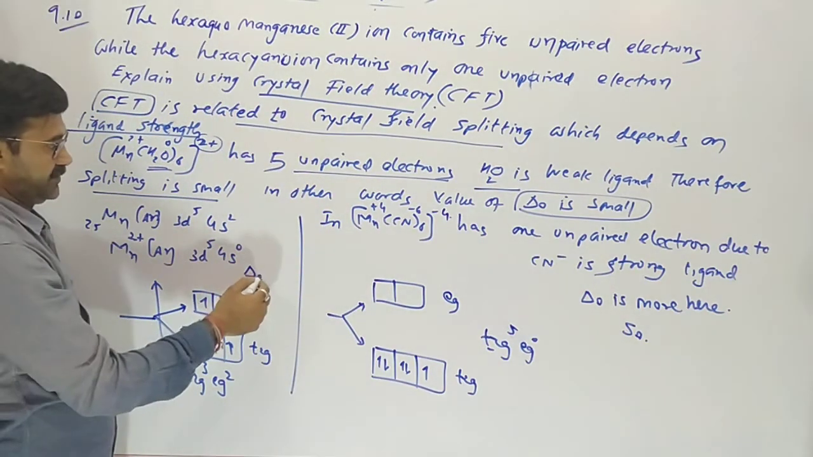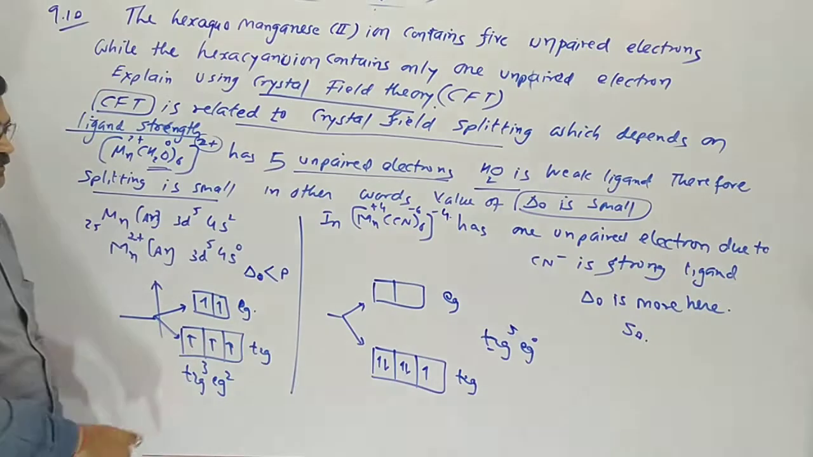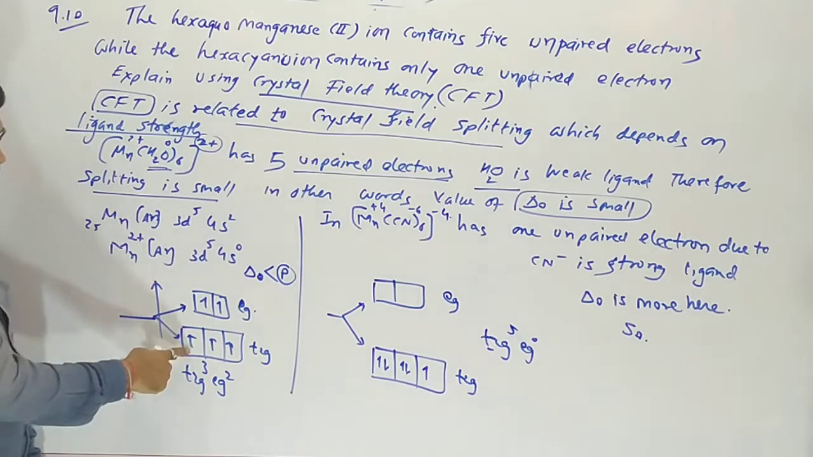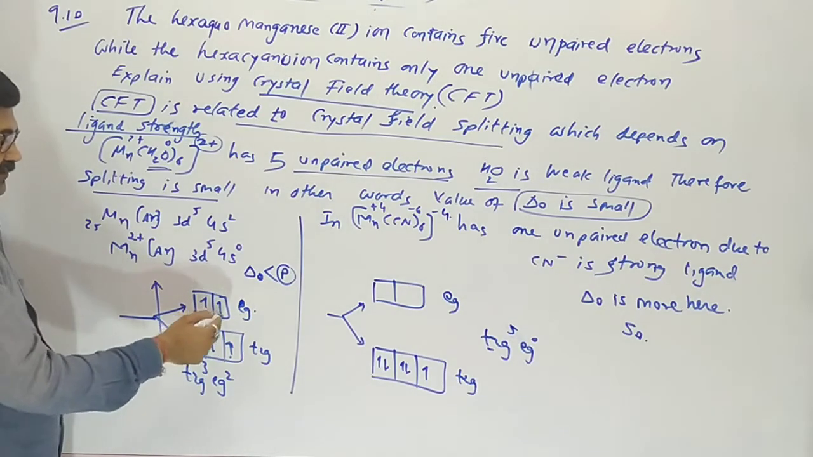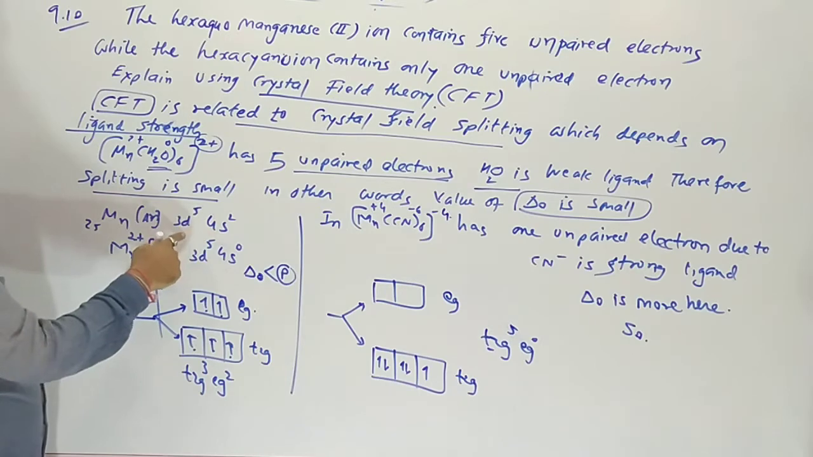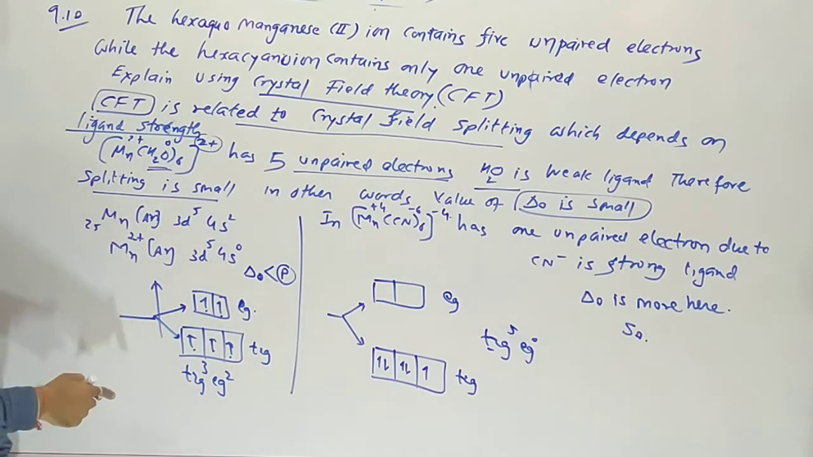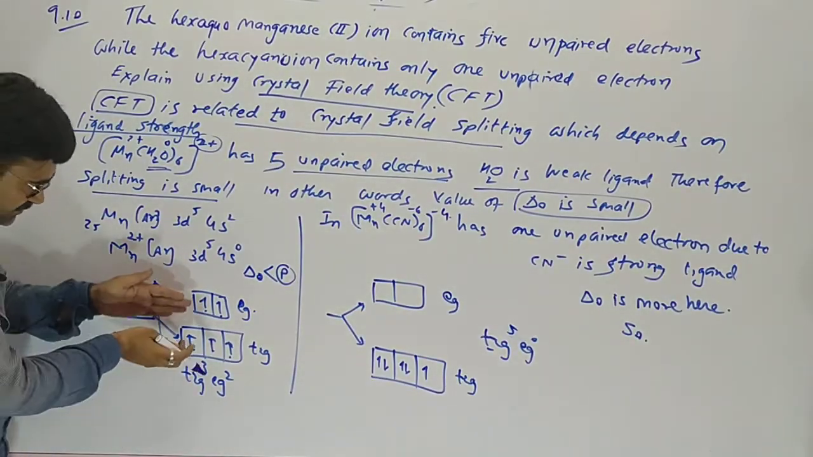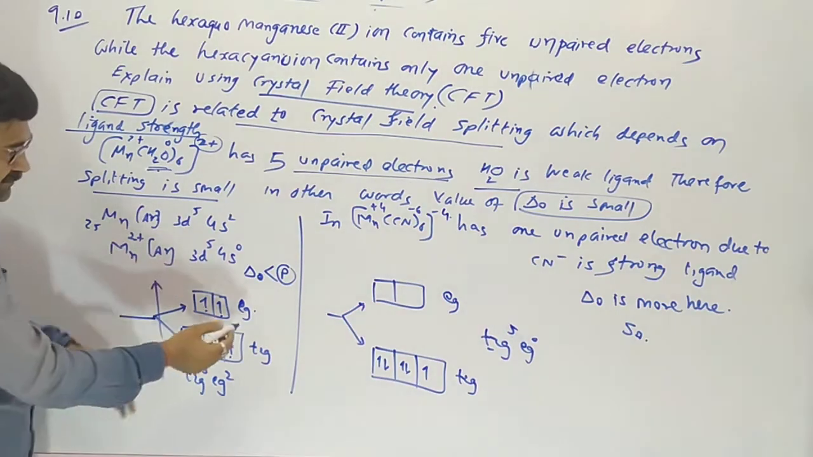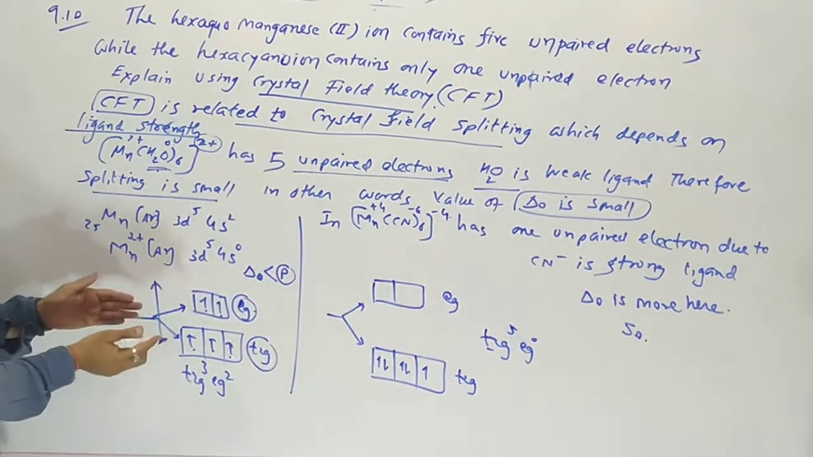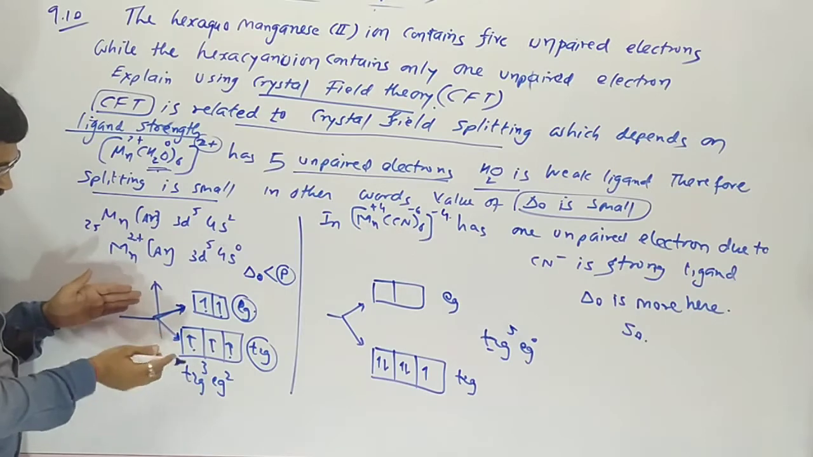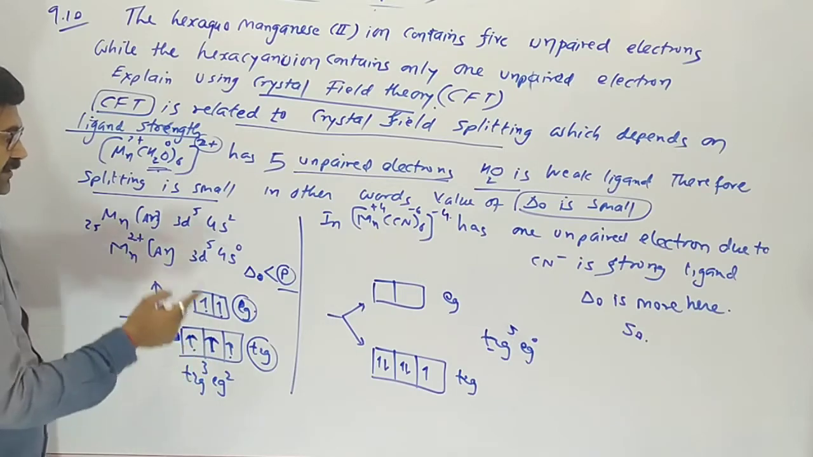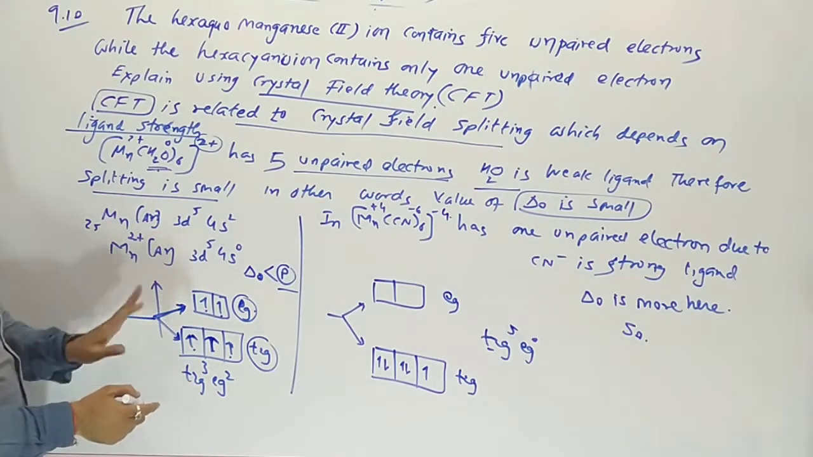So delta O is small here and pairing energy is more due to the weak ligand. With a weak ligand, pairing energy is greater, so the electrons do not pair. So 1, 2, 3, 4 and 5. Manganese 4s2 3d5, plus 2, gives 4s0 3d5. So 1, 2, 3, 4 and 5 remain unpaired. Why? The ligand is weak, so splitting is less, so the energy difference between T2g and Eg is less. So pairing energy is high and they will not pair. They remain unpaired.